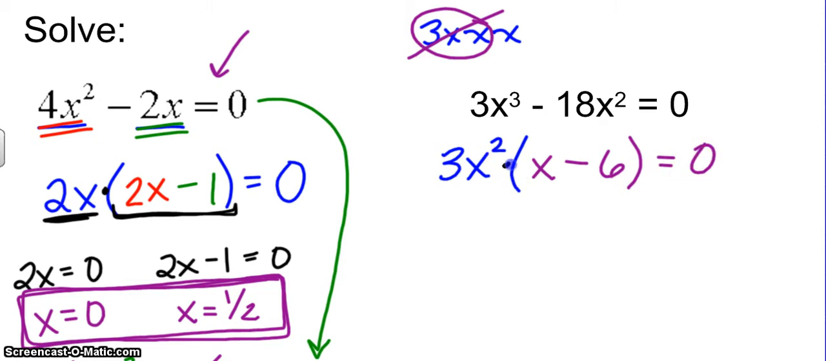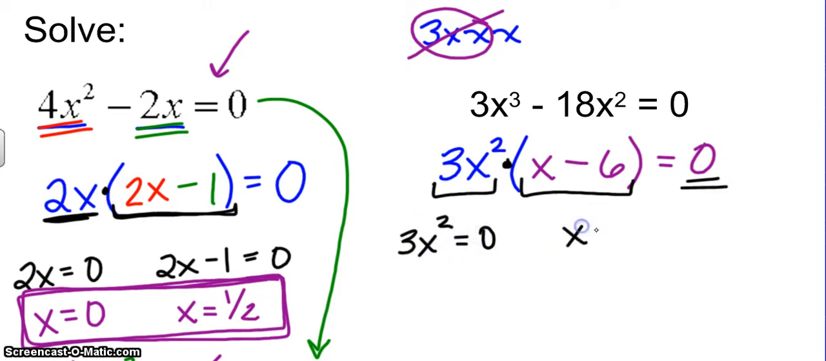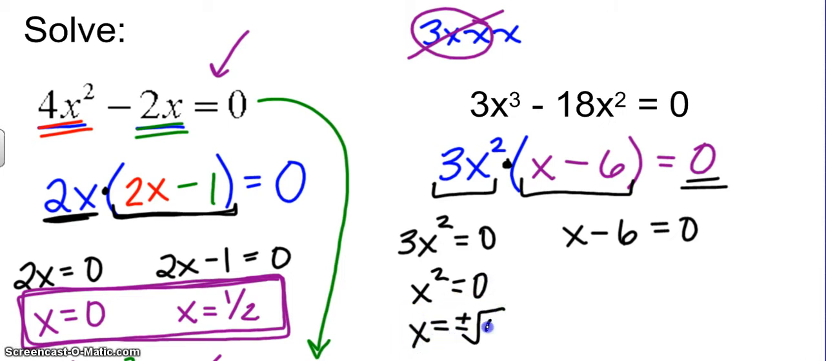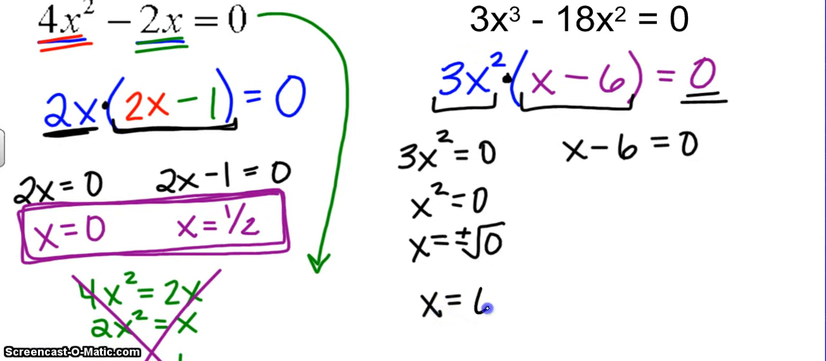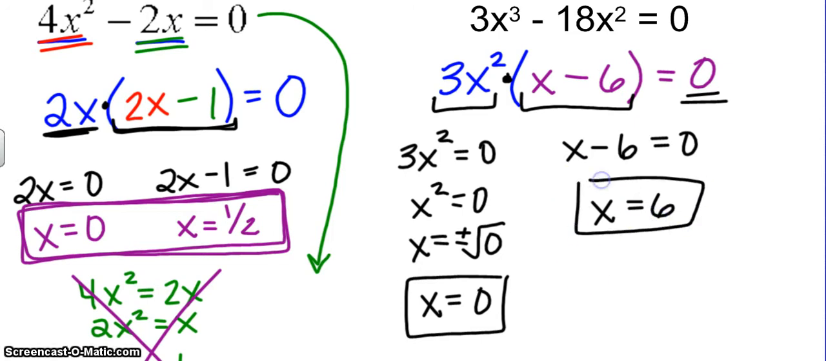Using that zero product property, I have two things that are multiplying together to be 0, so that means either the first one is 0 or the second one is 0. Now these equations are much easier to solve. Divide by 3, x squared equals 0, which means x equals plus or minus the square root of 0, but we know that the square root of 0 is just 0. You don't have to worry about plus or minus. And here we're going to add 6 to the other side, so x is equal to 6.